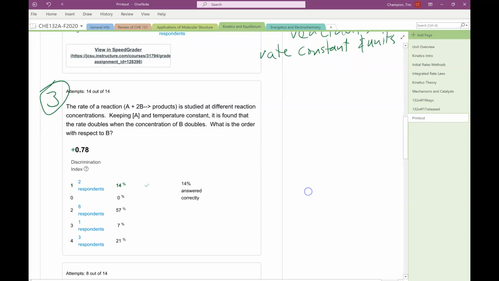In question 3, I'm told that we are looking at a reaction here, a generic A plus 2B reaction going to some products. And we look at it at different concentrations. And if we keep A constant and we keep temperature constant, which means that the rate constant is the same, it's found that the rate doubles when the concentration of B doubles. So what's the order with respect to A? So this is what I would call an initial rates problem.